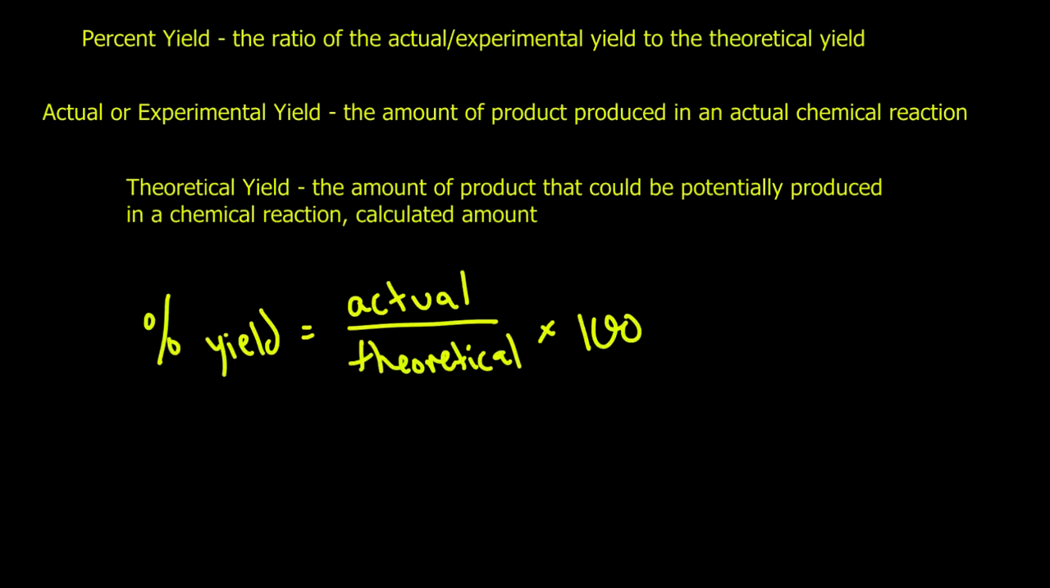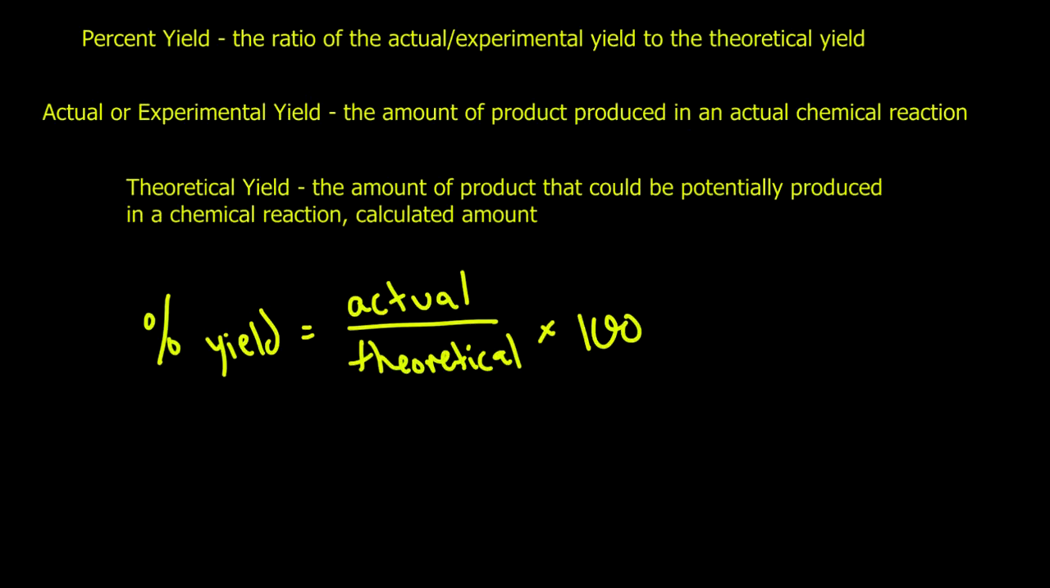So the actual yield is when you go into the lab and you do your chemical reactions, you produce some product. The mass or the amount of product you produce in that literal experiment is called the actual or the experimental yield of your chemical reaction. Your theoretical yield is what you calculate on paper. So when you do your math, you do your stoichiometry, and you get your answer at the end for how much product you produce, that is called your theoretical yield.